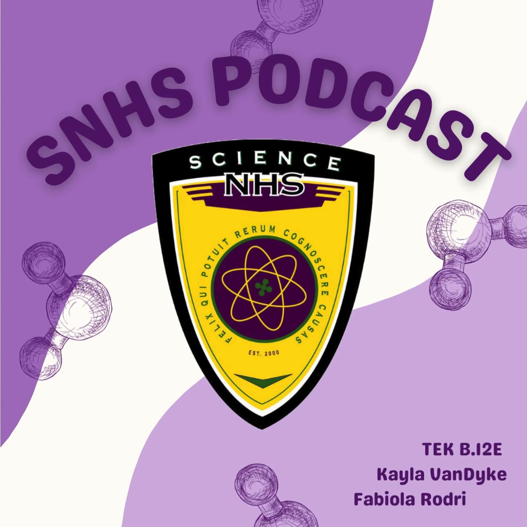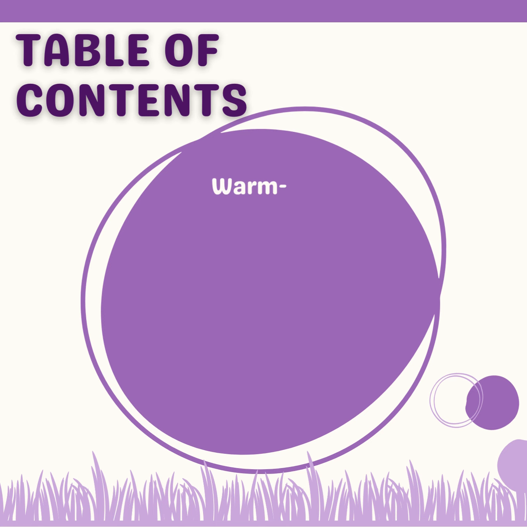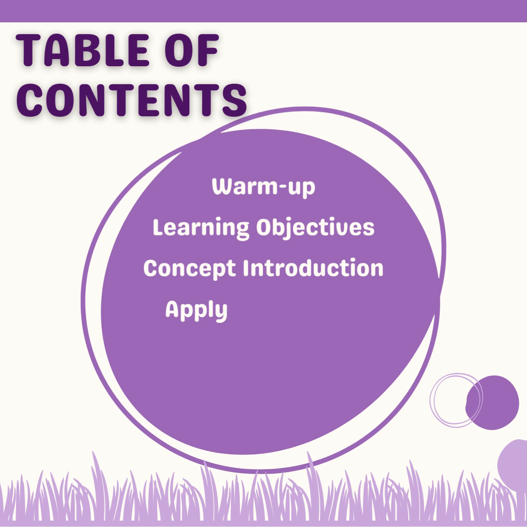Today we're going over B.12e, which is a part of the ecology section. For our table of contents, we have our warm-up, then we're going over our learning objectives, then the concept and what it's about, and then everybody's going to apply that concept, and then we're going to do a mini quiz, and then finally, we're going to do a quick summary of what we've learned.